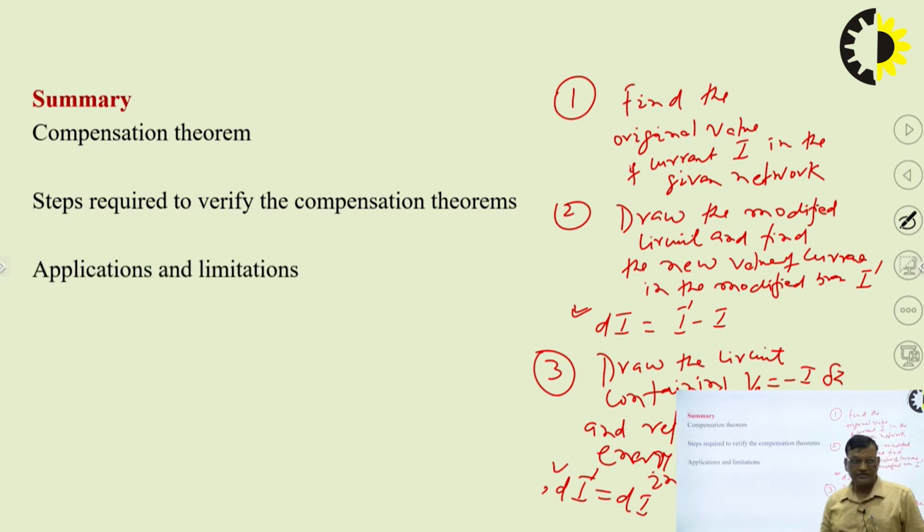Then we also discussed applications and limitations. We cannot apply it to a network containing only dependent sources, or if the circuit is nonlinear. An application is to check the tolerance limit of the network, because the network contains sensitive elements. If the temperature goes beyond a certain limit, it will burn the circuit elements. So, these are some applications and limitations of the compensation theorem.